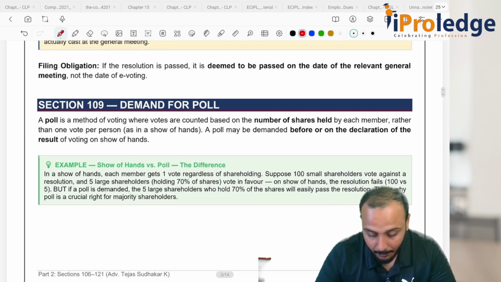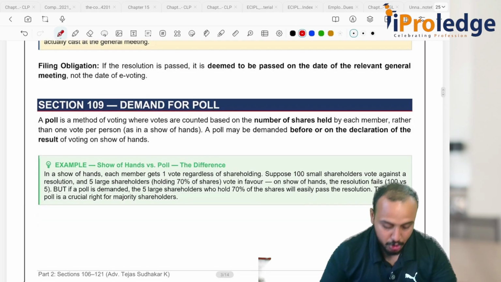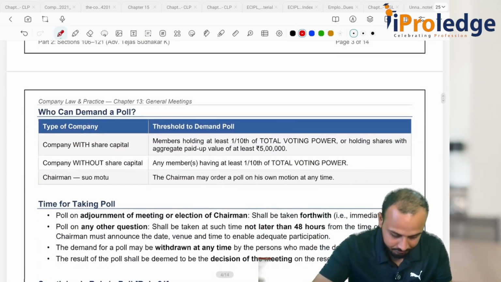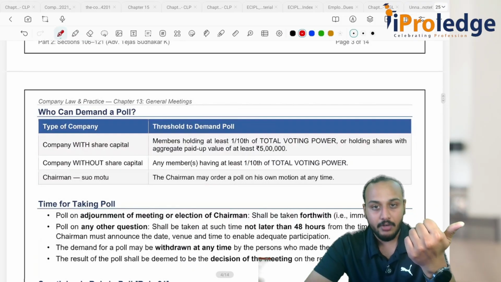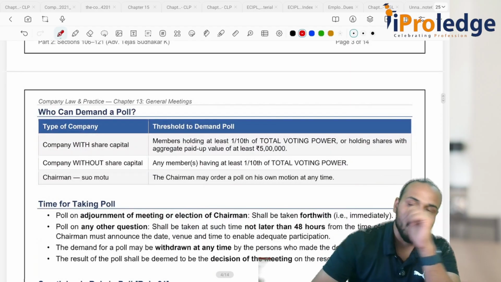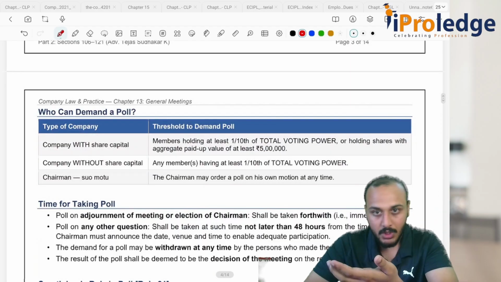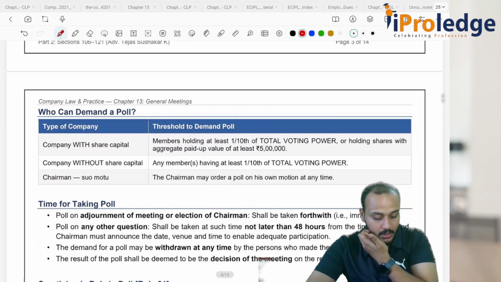A poll may be demanded before or on the declaration of the result of voting on show of hands. Okay. So now coming to the conditions of when can you demand for a poll? Of course, if there are 100 shareholders, one single shareholder cannot go and say I want it. It does not work that way. Okay, you need a minimum threshold. So what are the thresholds?